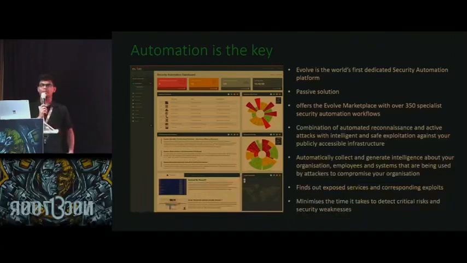When you are targeting things, you want things to be as fast as possible. So at Threat Intelligence, we have come up with our own platform called Evolve. We do all the automation on our own. It's a completely passive solution. It will do the direct enumeration, tell you what the threat profiles of your employees are, do some geo-based things as well, and search the dark web and whatnot. So this is great.